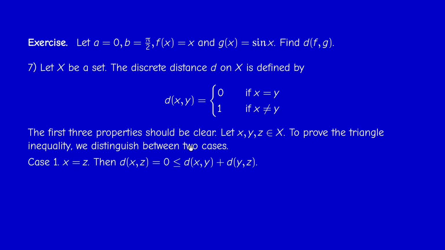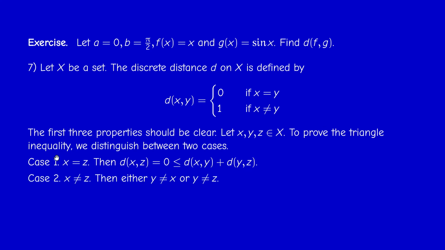If x equals z, it's clear because then the distance between x and z is 0. And the distance between x and y is bigger or equal than 0, and the distance between y and z is at least 0. So the sum is at least 0, and the left side is equal to 0. So we have the triangle inequality.